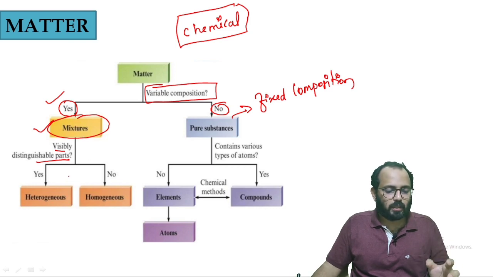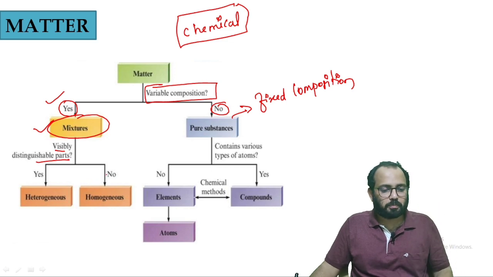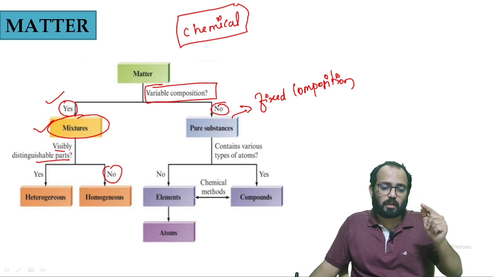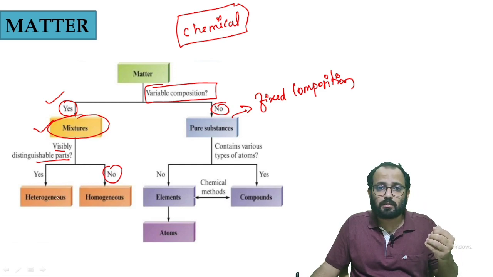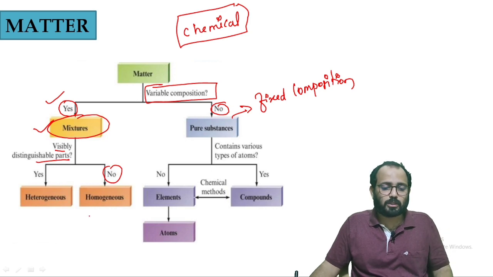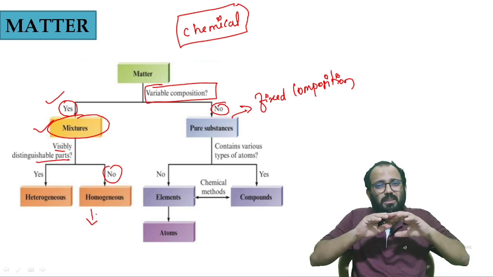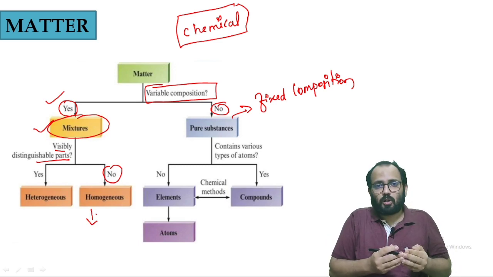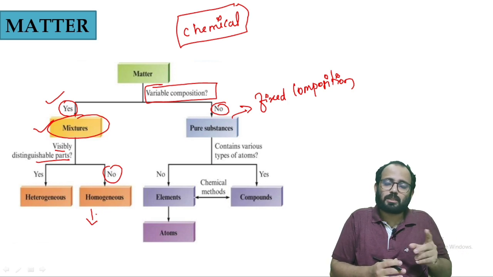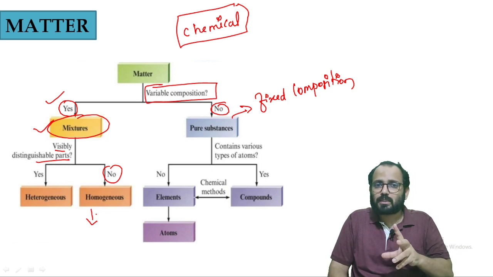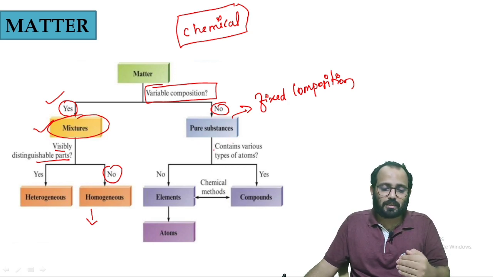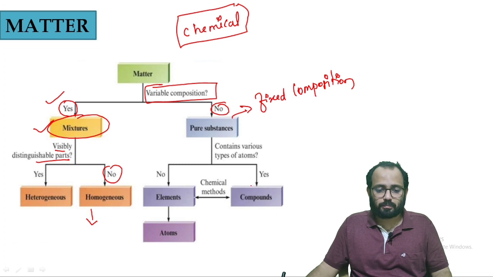And the mixtures can be further classified into homogeneous mixtures and heterogeneous mixtures. In homogeneous mixtures, you cannot see different particles, but in heterogeneous mixtures you can see different particles. In homogeneous mixtures, the components mix completely and are uniform throughout the solution. But in heterogeneous mixtures it is not like that; components will not mix completely throughout the solution. And pure substance can be classified again into elements and compounds.